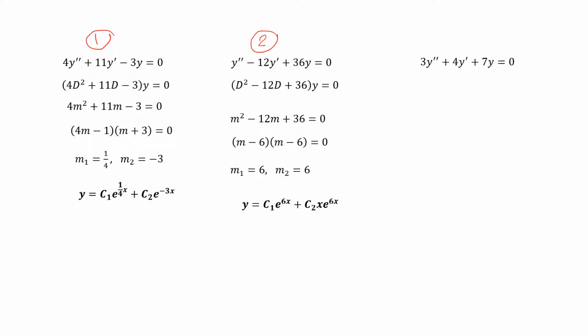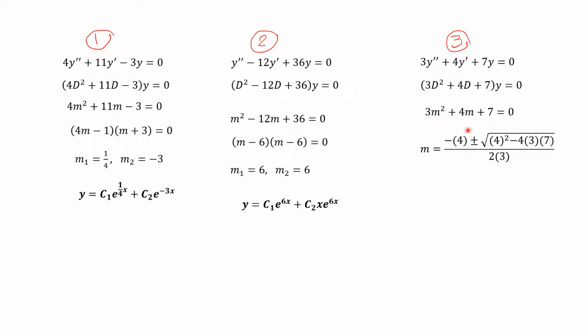Now let's have the third example. The third example is 3y double prime plus 4y prime plus 7y equals 0. Rewrite it in differential operator form. You have 3D squared plus 4D plus 7, y equals 0. Replace D by m. You have 3m squared plus 4m plus 7 is 0.